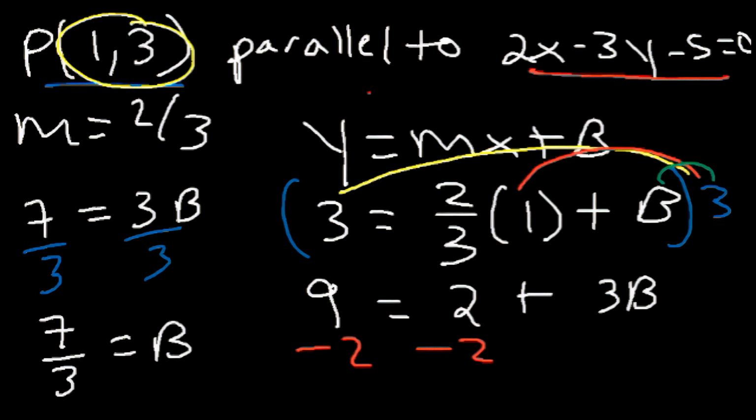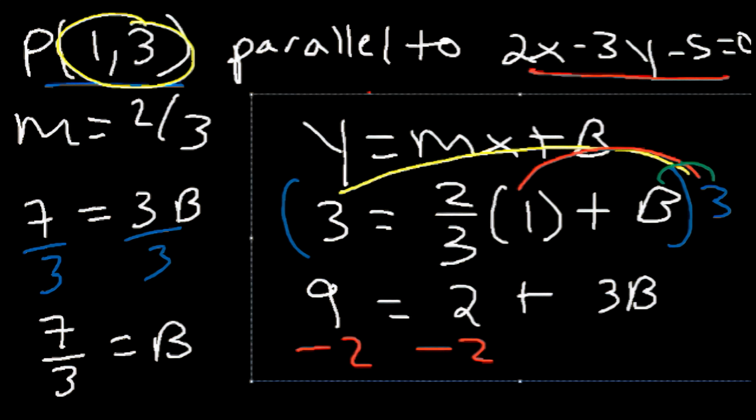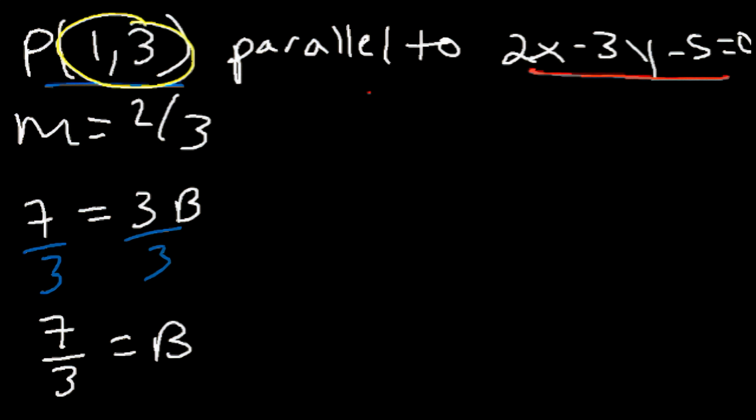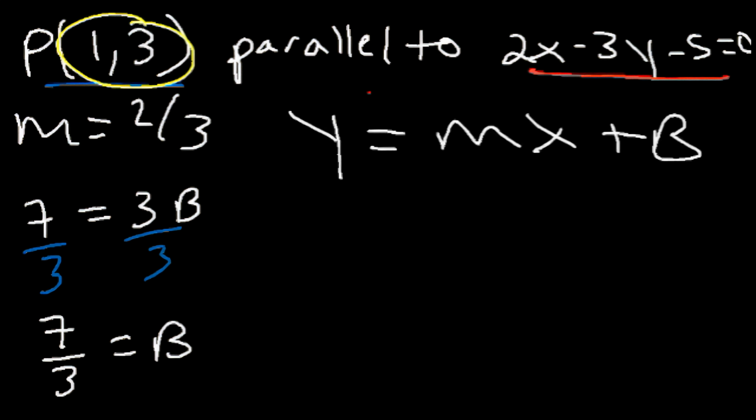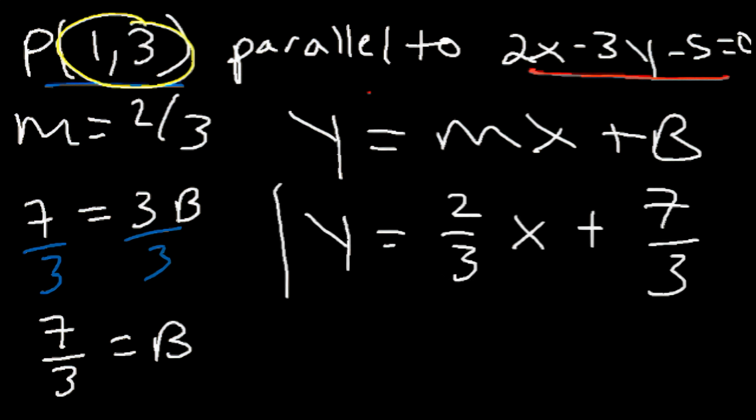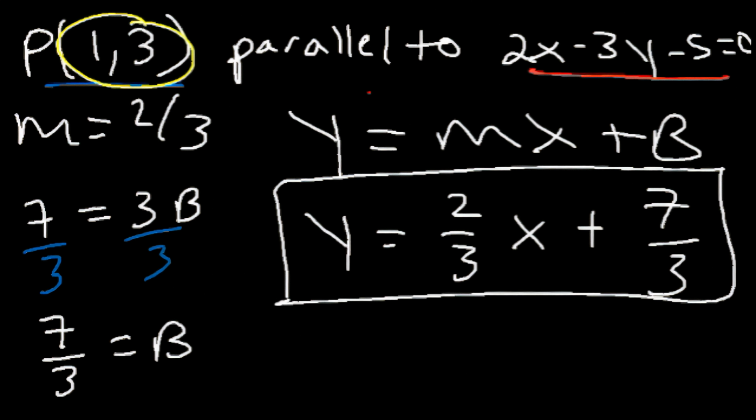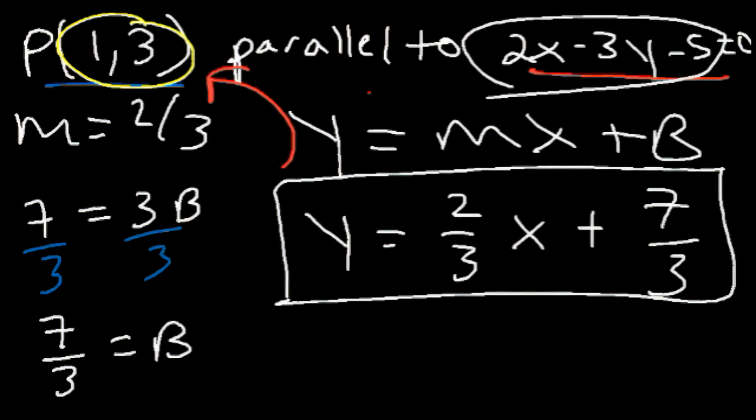So now we can write the equation of the line in slope-intercept form. So y equals mx plus b. All we need to do is replace m and b. So m is 2 over 3 and b is 7 over 3. So this is the equation of the line that is parallel to this line but passes through the point (1, 3).